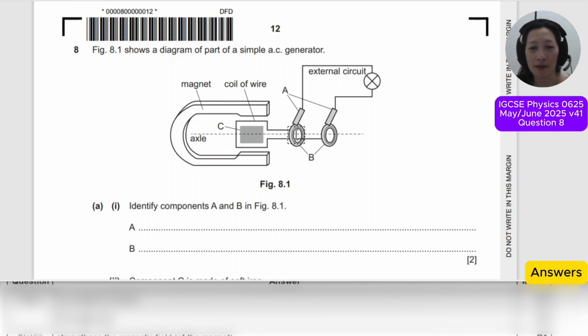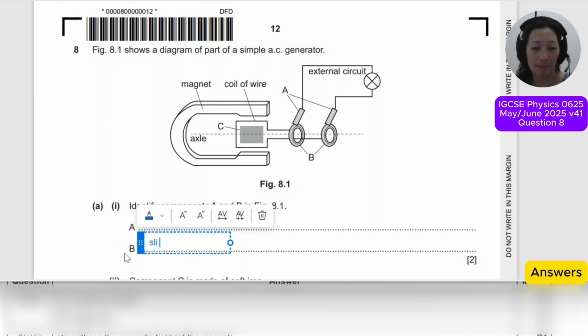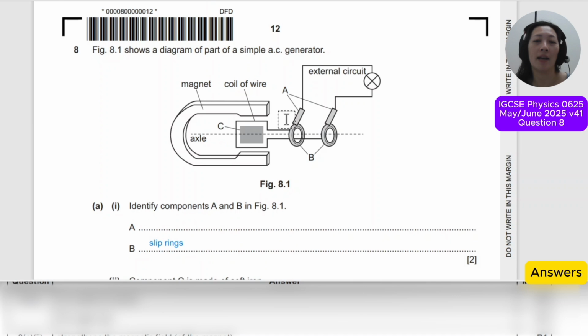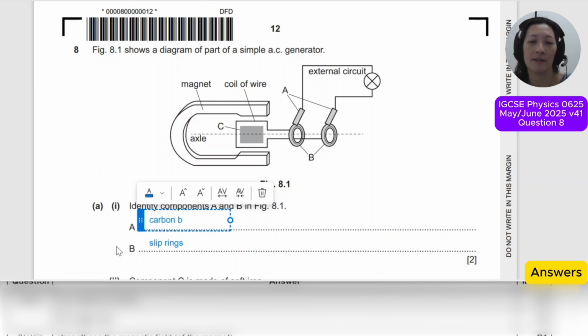If you look at the diagram, it's just a variation of the generator, which I'm sure you've seen before. So you have the magnet here, the coil of wire that's going to spin between the magnets, and it's connected to two rings which are labeled as B. So in a simple AC generator, the two circles which are B are obviously slip rings. A is the component that connects the slip rings to the external circuit, and the name of that component is carbon brushes.